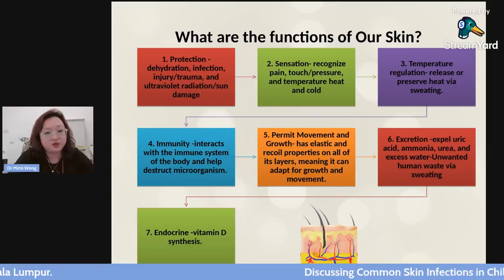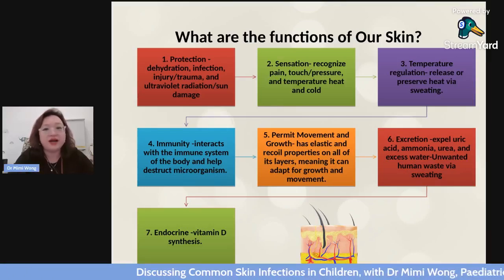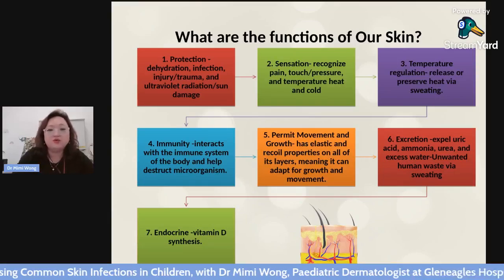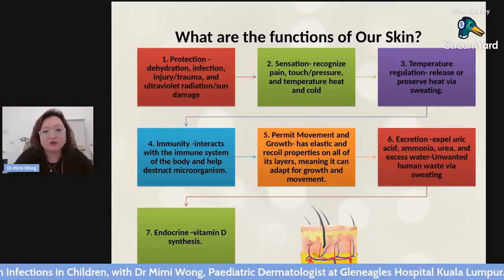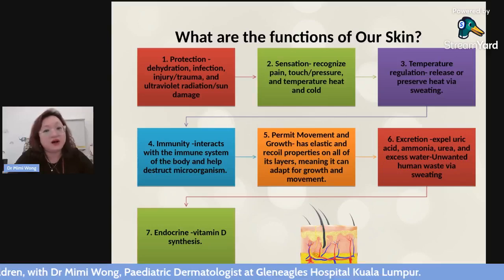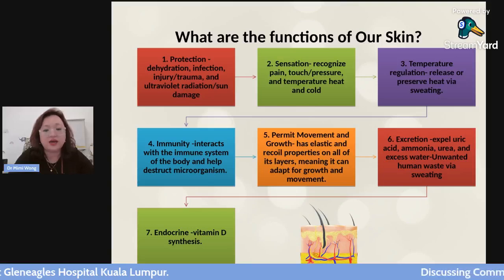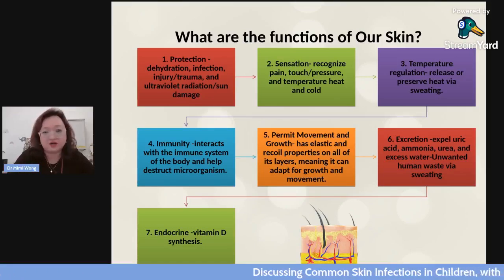Number 2, a very important function of our skin is to provide us sensation, right? Our skin allows us to recognize pain so that we can move away from danger. It also allows us to feel the touch of our loved ones and the pressure. And it allows us to feel hot and cold, so that when we are feeling cold, we can wear more clothing to protect ourselves.